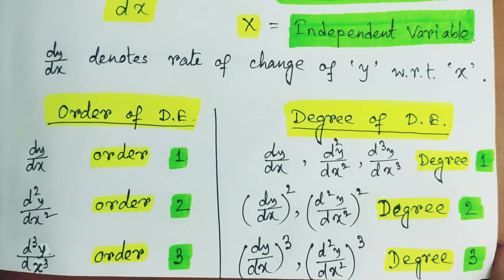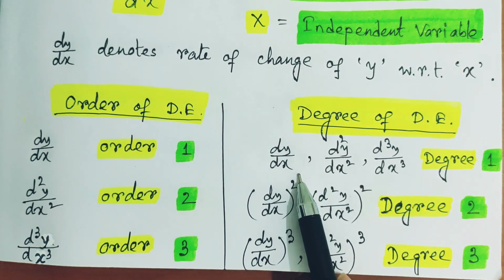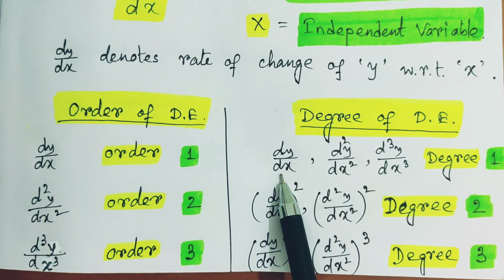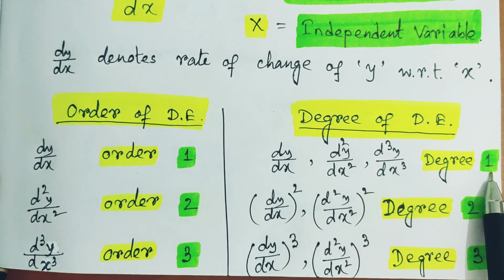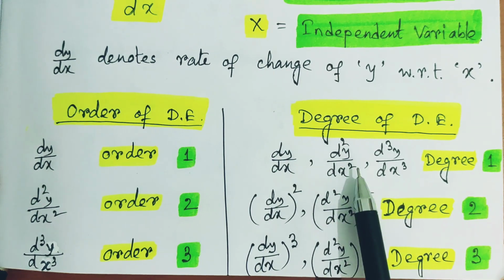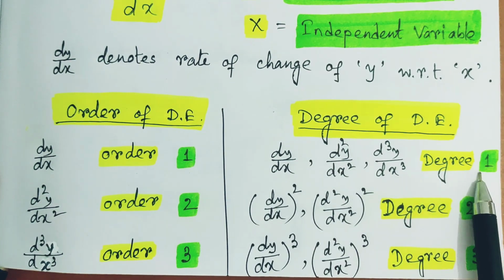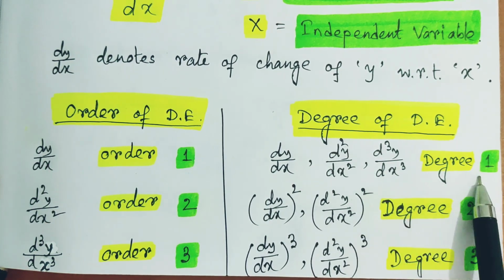Likewise, when we are going to verify the degree of a differential equation, that time we should find out the highest order derivative having how much power. If dy/dx only is involved in the differential equation, then its degree should be 1. Similarly, d²y/dx² involved but its power is 1, then its degree should be 1. And d³y/dx³, its degree is also 1.